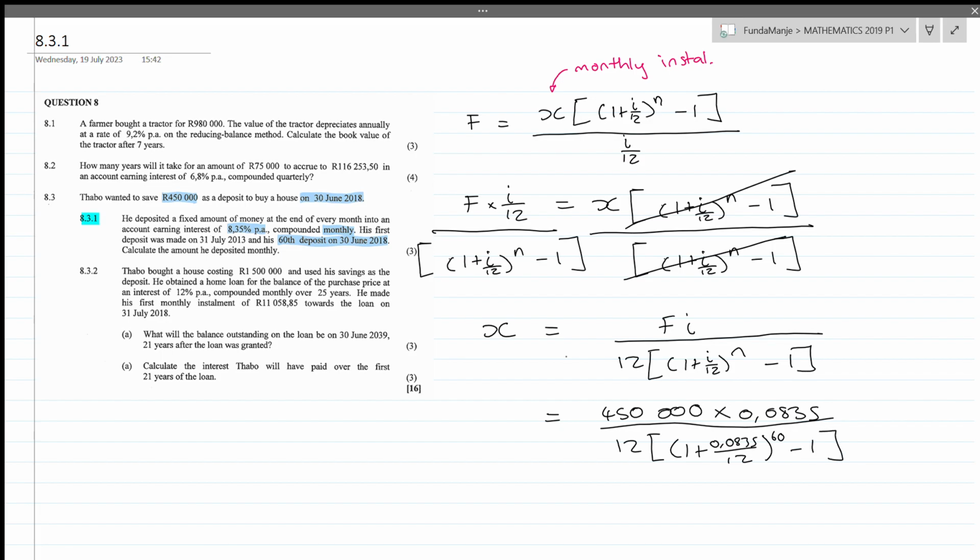Put this on your calculator and you get a monthly installment value of 6,068 with 69 cents. That is the monthly installments that you will be paying.